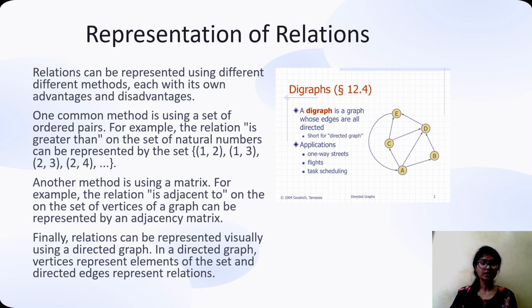Another method is using a matrix. For example, the relation "is adjacent to" on the set of vertices of a graph can be represented by an adjacency matrix. Finally, relations can be represented visually using a directed graph. In a directed graph, vertices represent elements of the set and directed edges represent the relation. We can see in this picture how we represent relations and functions using a graph.